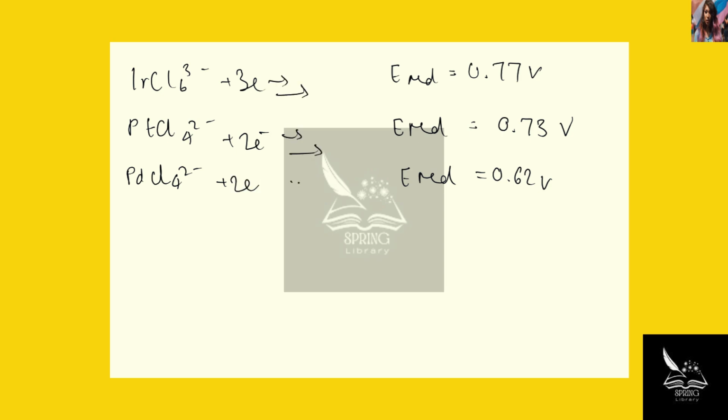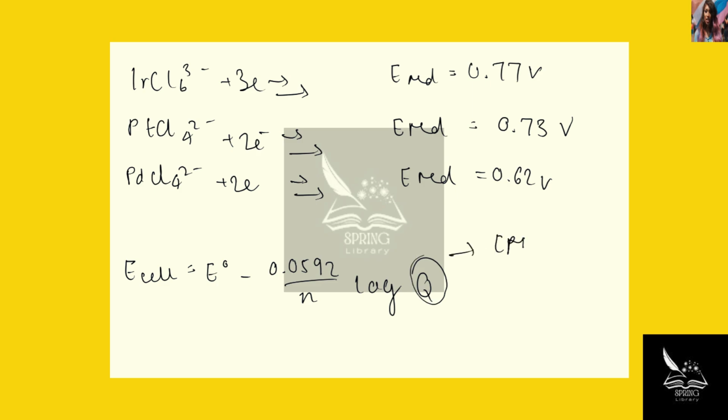our products. So we can use our Nernst equation here to determine the E cell for all 3 metals at specific concentrations, where the E cell equals E0, subtract 0.0592 divided by n multiplied by log of the Q, where Q is essentially the concentration of the products divided by the concentration of our reactants.